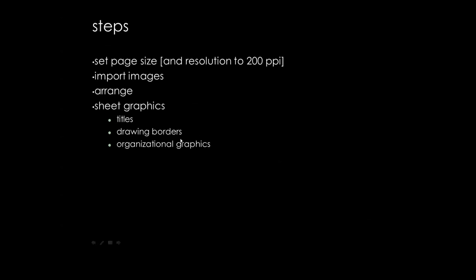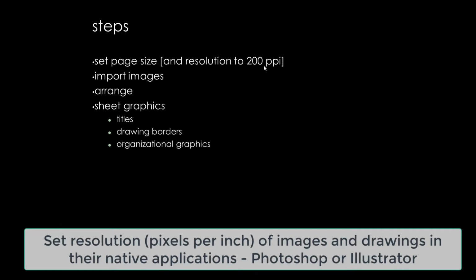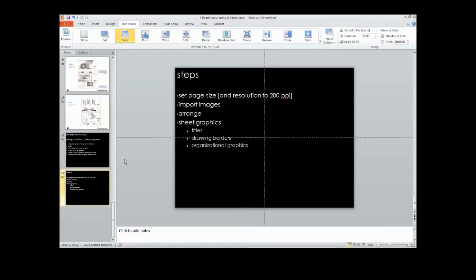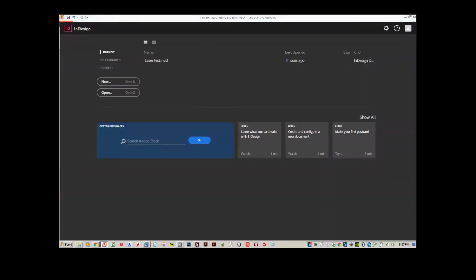So basically, when you start a layout project, it's pretty straightforward. You want to set the page setup first before you do anything else. If you happen to be a Photoshop aficionado, make sure you set your resolution to 200 pixels per inch. Otherwise, with most of these other software, you can just literally drag in images from outside, arrange them, and put in graphics and titles and borders and all that good stuff. So let me jump real quickly to InDesign.